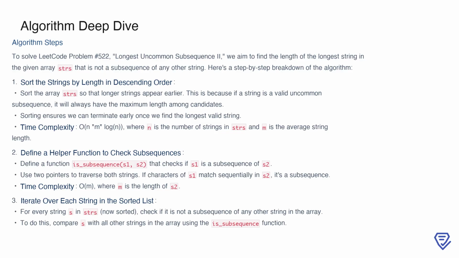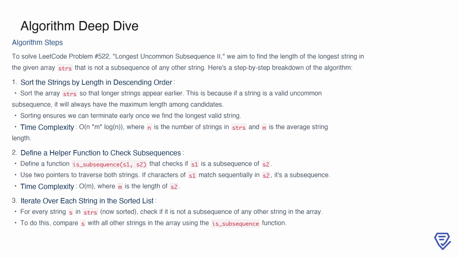Next, we define a helper function called is_subsequence to determine if one string is a subsequence of another. This function uses a two-pointer technique, where we traverse both strings and check if the characters of the first string appear sequentially in the second. This approach makes the subsequence check efficient, operating in linear time with respect to the length of the second string.